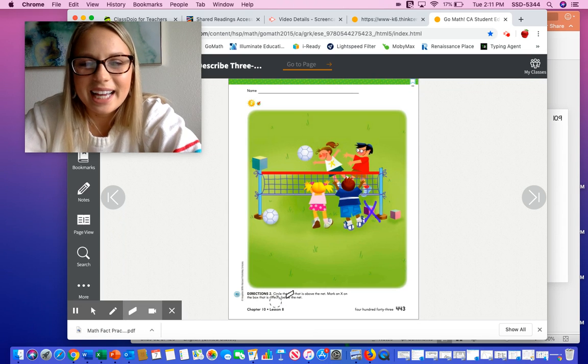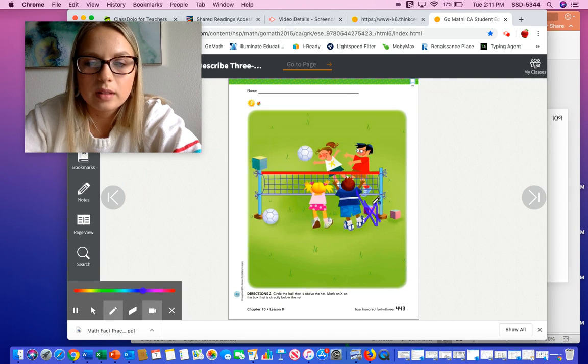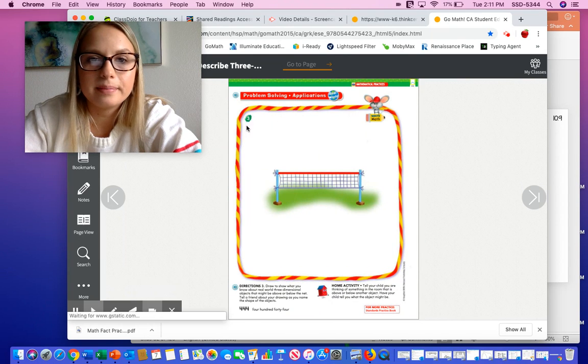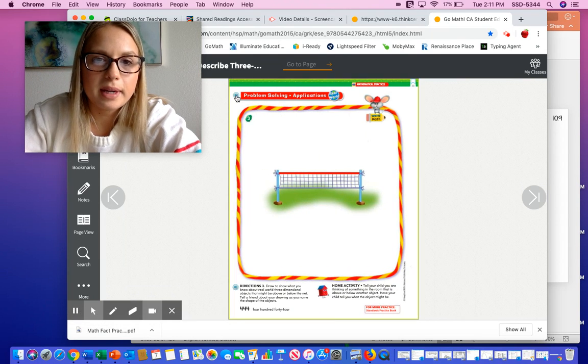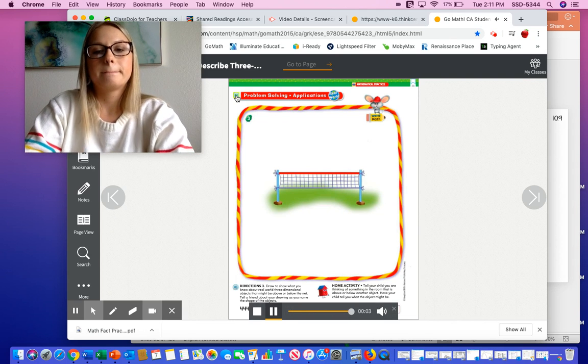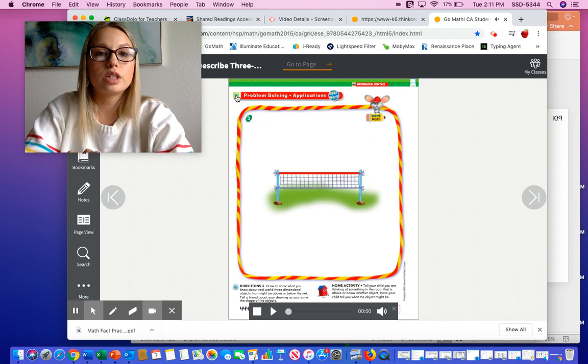Okay, go ahead and keep your work. Flip to the next page. Oops, I need to erase one more thing. And go ahead and find green leaf number 3. On this page, we are problem solving, applications. So how we can use this skill in the real world, okay?